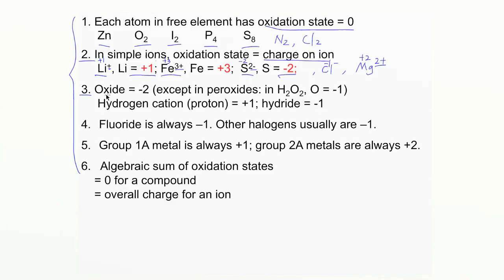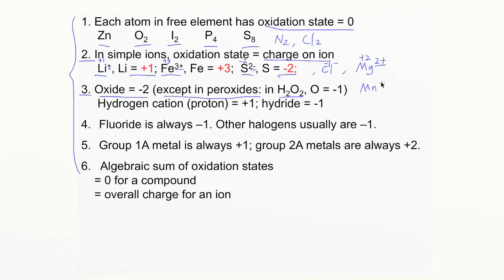Number 3, oxide usually has an oxidation state of negative 2. We do have some exceptions, like hydrogen peroxide. In this case, oxygen is negative 1. But in most oxides, the oxidation state for oxygen is negative 2.